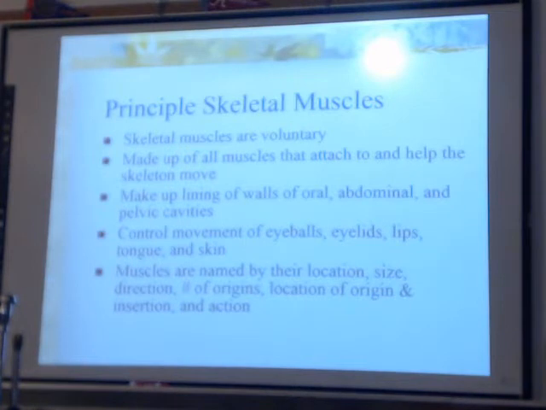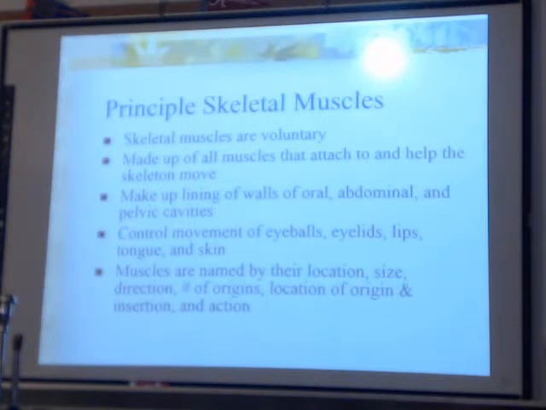Okay, so principal skeletal muscles, remember that they're voluntary. They attach with ligaments and tendons to the skeleton. Let me back up. Okay, so they're voluntary and they allow mobility. So remember that skeletal muscles are voluntary and they allow mobility.